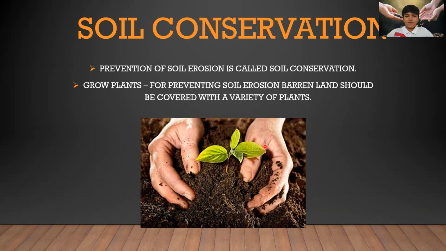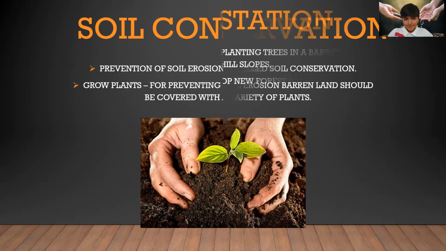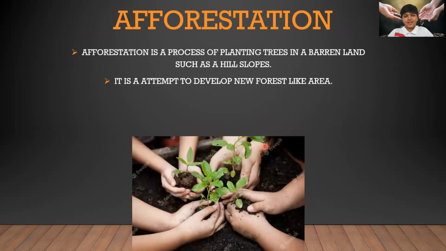Grow plants for preventing soil erosion. Barren land should be covered with a variety of plants. Yes. Now let's see some ways to stop soil erosion. Afforestation. Afforestation is a process of planting trees in a barren land, such as hill slopes. It is an attempt to develop a new forest-like area.